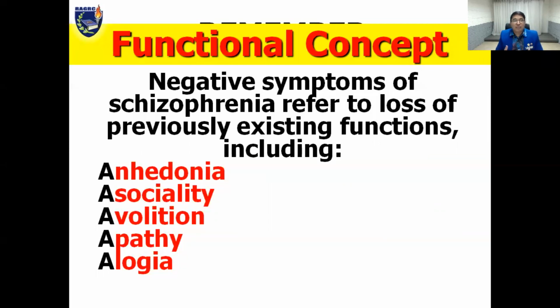Now, you have to remember that your atypical antipsychotics are used to treat both positive and negative symptoms of schizophrenia, such that your clozapine or Clozaril could be used to decrease both the positive and the negative symptoms of schizophrenia, specifically your anhedonia, asociality, avolition, apathy, and alogia. And of course, the positive symptoms we mentioned a while back.